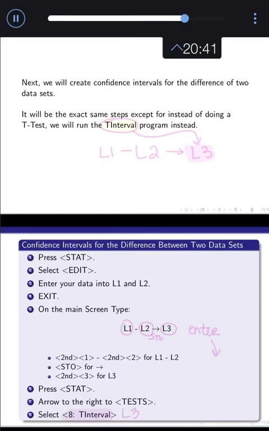Now, we can also do confidence intervals for these two data sets. And instead of a t-test, we're going to be doing a t-interval because, again, we still don't have sigma. We still have only samples, so we can only find the sample standard deviation. We won't be able to ever find sigma then. So we are doing a t-interval.